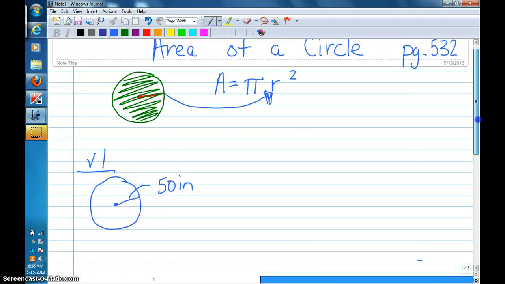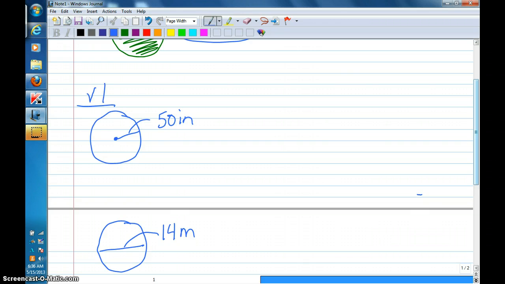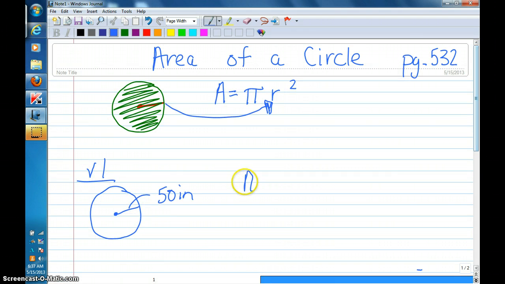So we're going to look at some of the check understandings. For the first check understanding, they're asking for the exact area of a circle. And the radius is 50 inches. When they want the exact area of a circle, they mean leave pi in there. So I'm going to plug in the formula. A equals pi r squared.